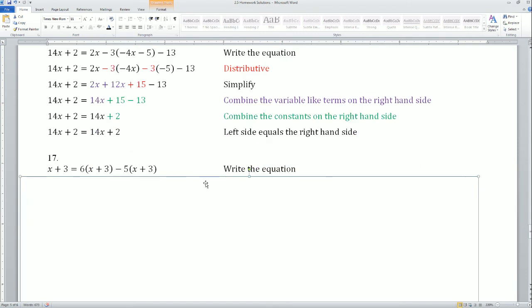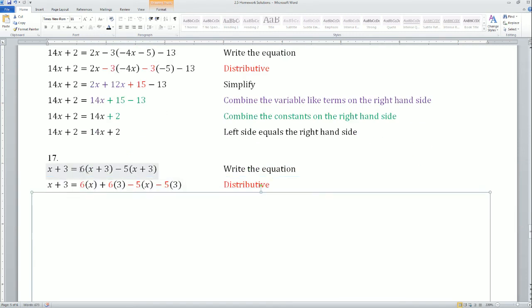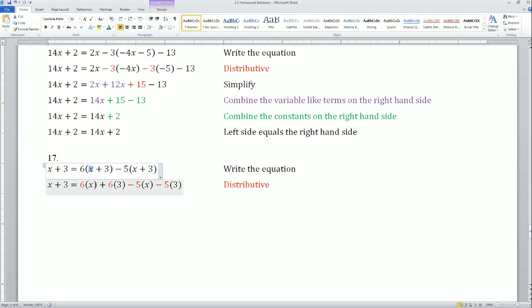Next one, 17, you write the equation. Distribute, so 6 times x, that's how you got that. 6 times 3, that's how you got that. -5 times x, that's how you got that. And -5 times 3, you get that.